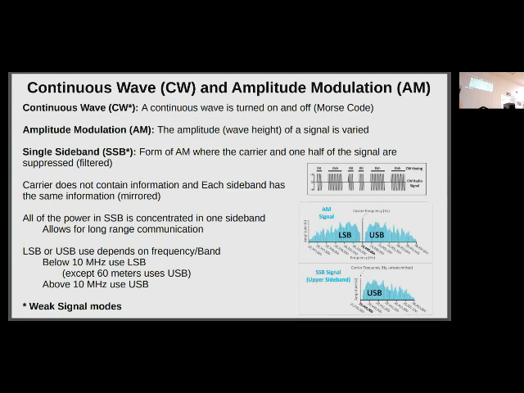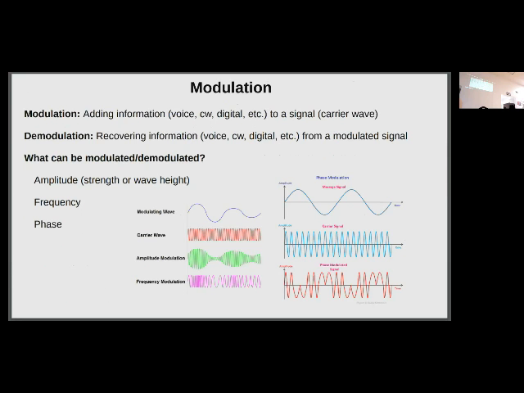Okay, FM is frequency modulation. There we go. So that's this one right here. So the frequency is how often these peaks appear. So at a higher frequency, they're closer together. Lower frequency, they're further apart, right? And so what you're doing is you're varying the distance between these different peaks right here.